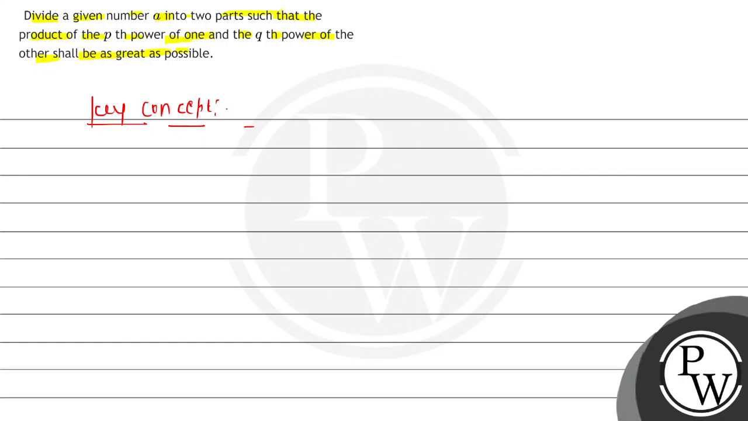Because it is asked in the question that we have to find the greatest possible value, or we can say the maximum value, how will we find it? Suppose we have a function y equals f(x), and we have to find the maximum value of this function. First we'll find the critical point: we take the derivative, equate it to 0, and find the value of x.